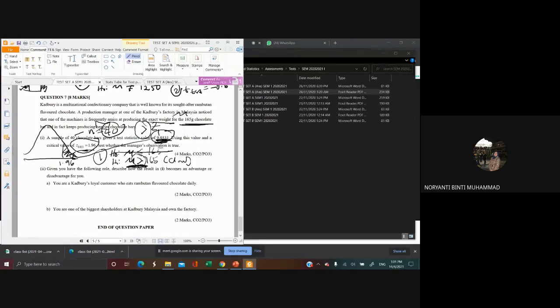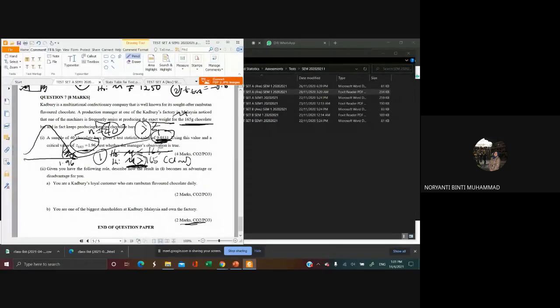Okay? So kalau you are one of the biggest shareholder at Cadbury Malaysia and own the factory, what does it mean? This will be disadvantages lah, isn't it? The raw material cost for the chocolate tu will be greater daripada profit yang I dapat. Alright, itu you kena berfikir sikit. Tapi benda yang is a common sense lah. Okay, it's a common sense.